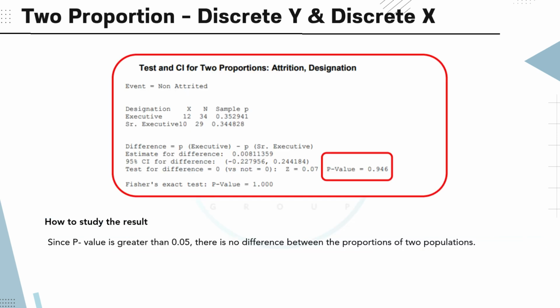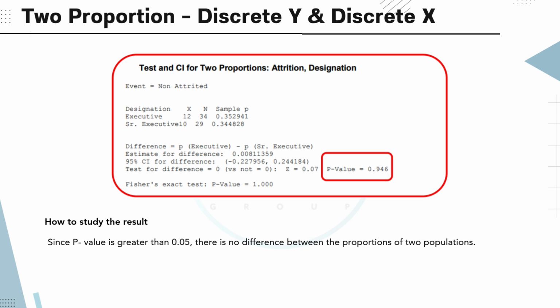This slide shows how to interpret the output from a two-proportion test in Minitab. Let's walk through the key elements. The test compares the proportion of non-attrited individuals between two designations, executive and senior executive. The sample proportions are: executive, 12 out of 34, 35.29%; senior executive, 10 out of 29, 34.48%. Now, look at the difference.